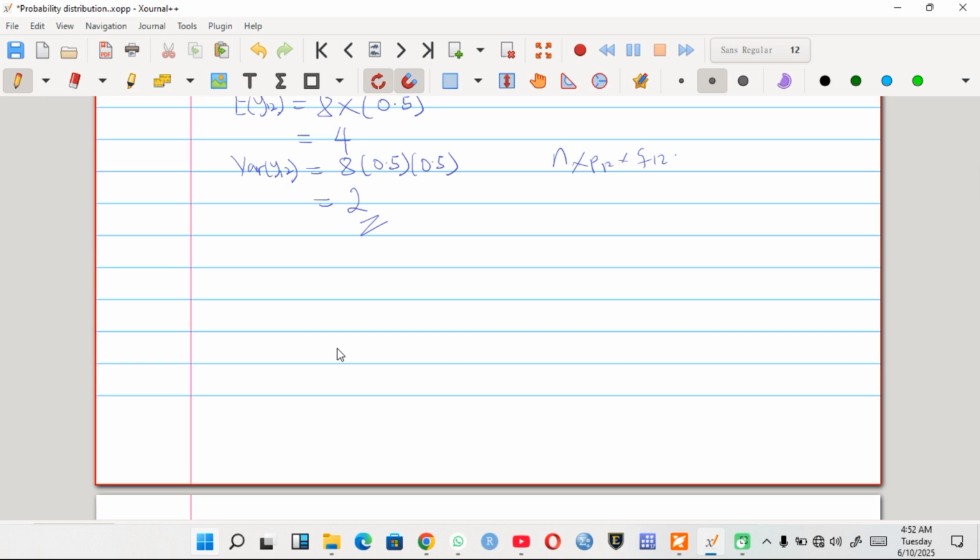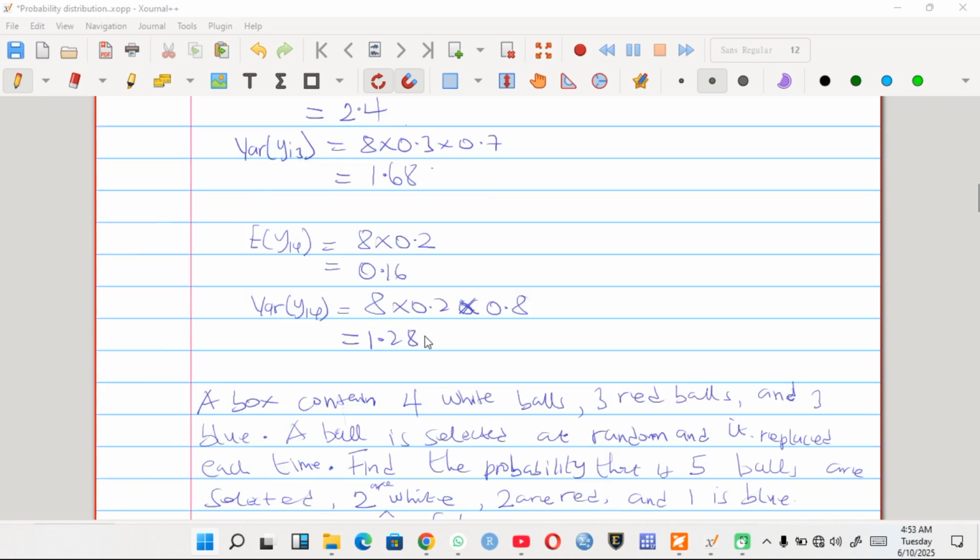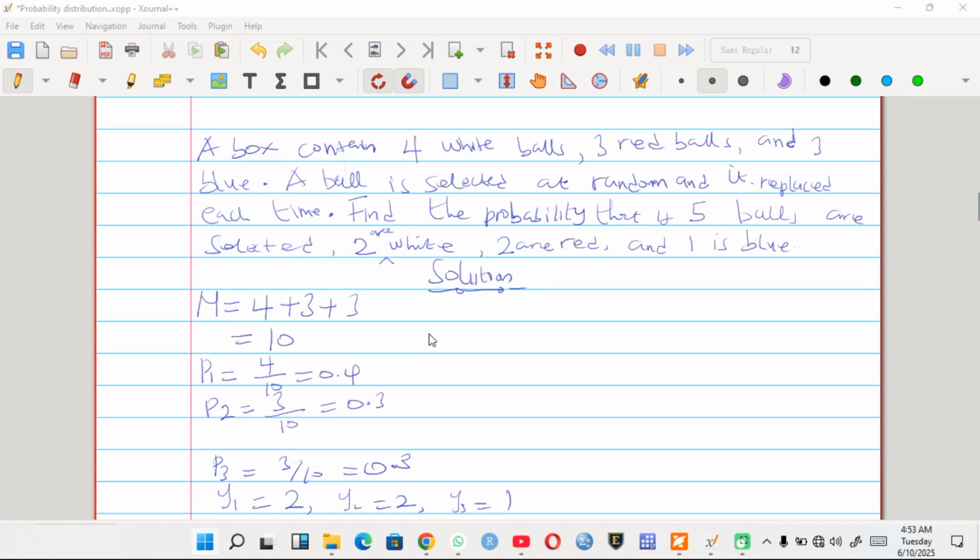We have another question that I would like us to try our hands on, right? So let's go to the second question. So this is the second question. It says a box contains 4 white balls, 3 red balls, and then 3 blue balls, right? A ball is selected at random and it is replaced each time. Find the probability that if 5 balls are selected, 2 are white, 2 are red, and 1 is blue.